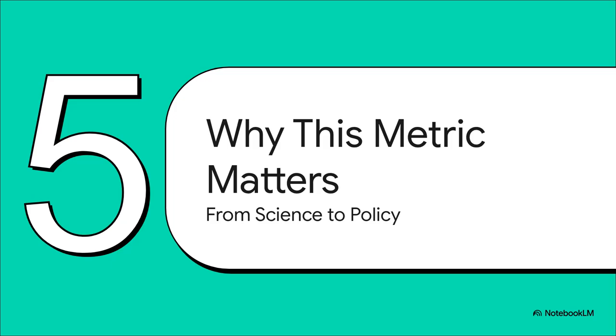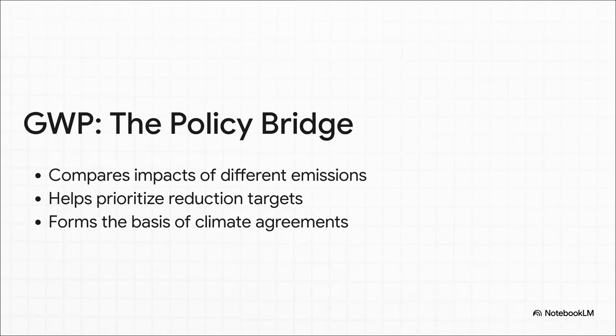So you might be thinking, okay, that's some cool science, but why does this all matter so much? Well, it matters because GWP is the critical bridge that connects all this climate science directly to actual climate policy. For policymakers, GWP is everything. It allows a country to ask, what's better, reducing 1 ton of methane from farms or reducing 30 tons of CO2 from power plants? It helps them prioritize where to spend money and effort to get the biggest bang for their buck.